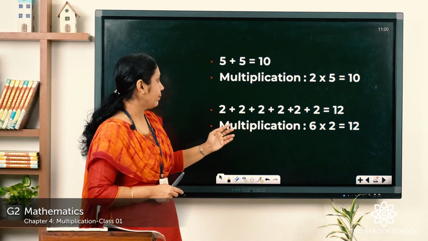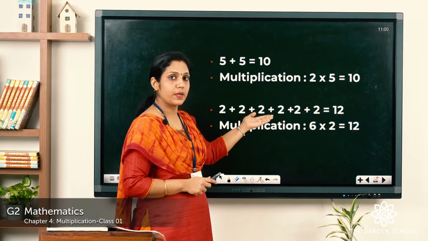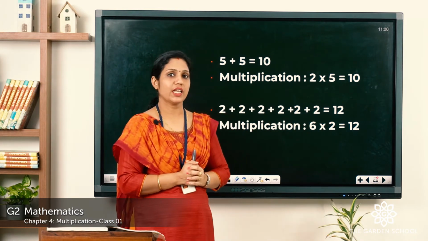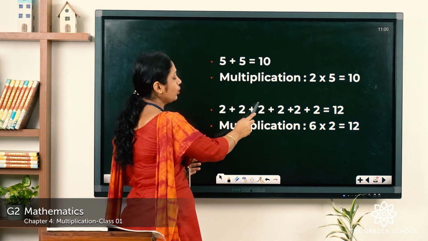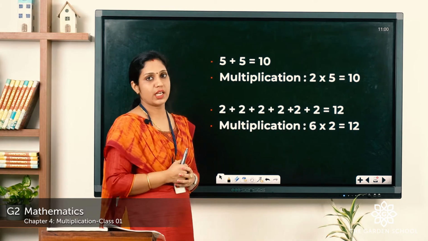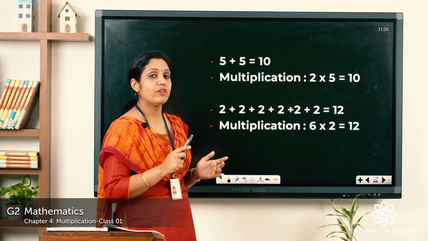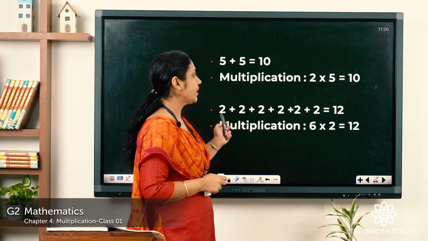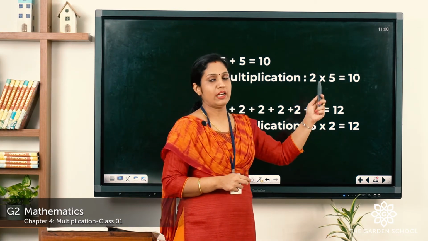Let's take another example. Here we have 2 plus 2 plus 2 plus 2 plus 2 plus 2. So how many 2's are there? There are 6 2's. You can see 1, 2, 3, 4, 5, 6. So 6 2's are there. So how can we write it? First write that there are 6 2's. And which number has been repeated? The number 2 has been repeated. So we can write it as 6 into 2 is equal to 12.